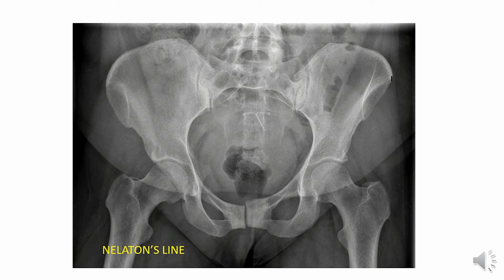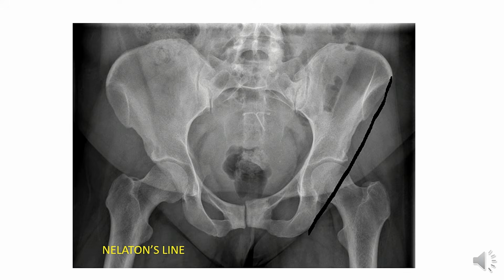Third line is Nelaton's line, which is not clinically so important. It is formed by joining the anterior superior iliac spine and the ischial tuberosity, and it passes through the highest point of the greater trochanter. If the greater trochanter falls above or below this line, it indicates a deformity, like a dislocation of the head of the hip joint, or a deformity of the femoral neck. The exact position of the ischial tuberosity is difficult to locate, so Nelaton's line is less important.